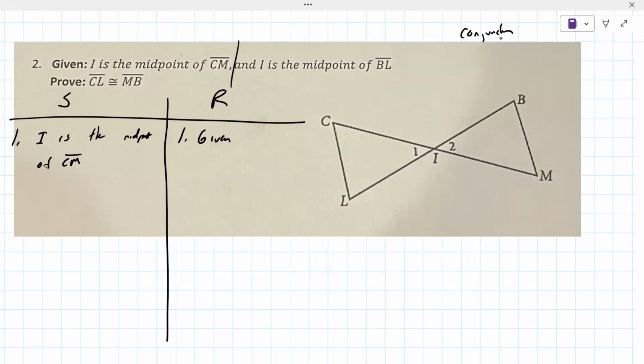So what does it mean if something is the midpoint? That I is the midpoint of CM. What does that really mean? It's the middle of the line. Okay, and what do you know about each part of the line?